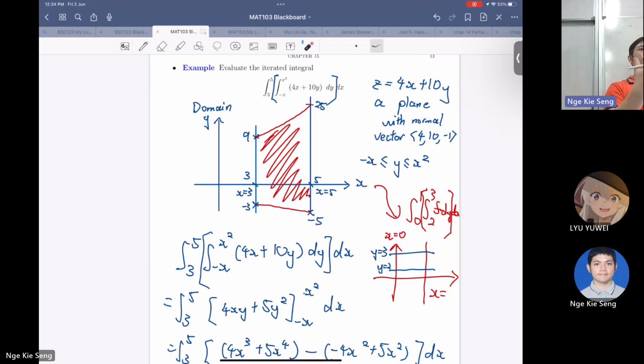So you need to see the wording, whether you want to find the volume or just the double integral, because the double integral won't always give you the volume. Like what we saw just now, they cancel out. So determine what kind of object you want to find.